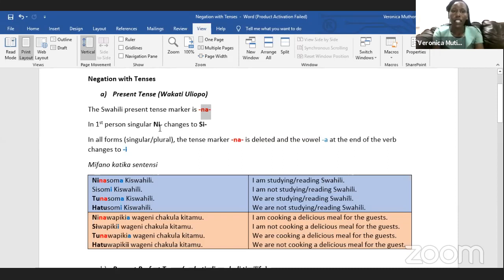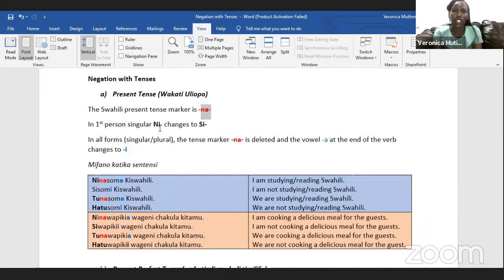So, for example, if I give you one word like ninasoma. Ninasoma is saying I am reading. It's a one-word sentence in Swahili. Ni is the personal pronoun for first person. The na is the present tense marker showing that the action is taking place now. Now when we want to negate, this ni at the beginning of the verb changes to si. So it will be sisomi. Ninasoma is the affirmative, and then when you negate it, it becomes sisomi.